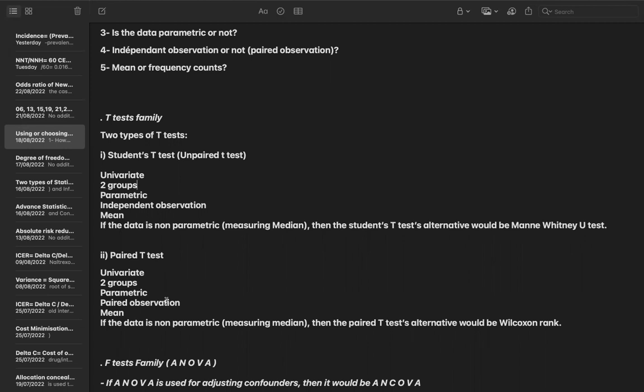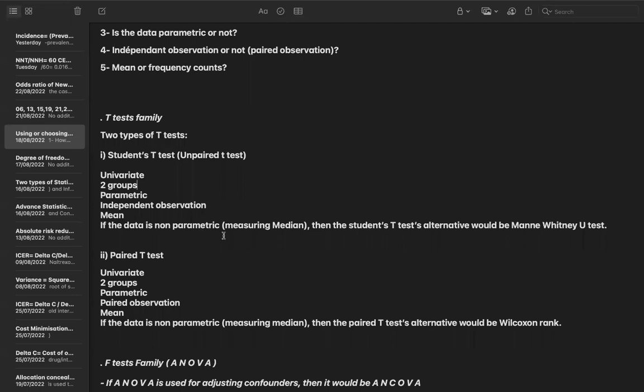For example, we have a group and we measure it before anything, and then measure again after that. So it is a paired observation, test-retest. Again, if we are measuring mean, and these criteria are fulfilled, that means you will have to use the t-test family, and on the basis of independent and paired observation, you will decide whether to use the student t-test or the paired t-test. This line is very important.